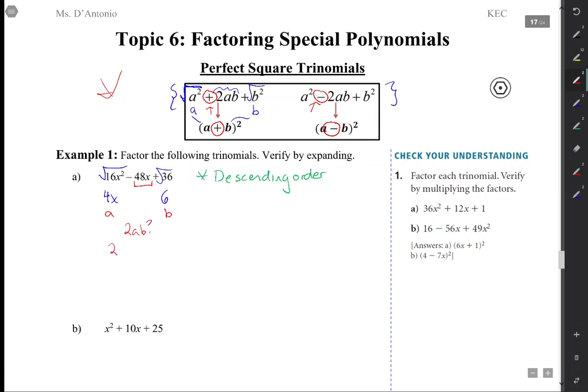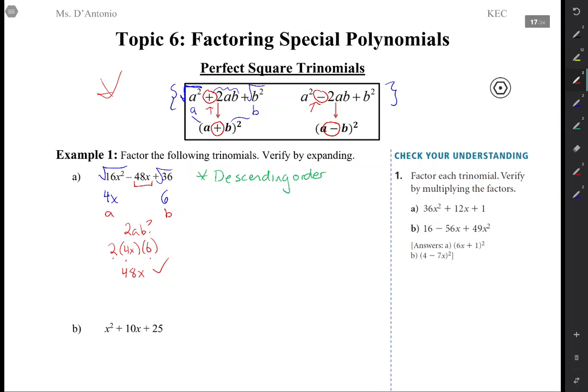Well, that would be 2 times 4x times 6. And then we're going to multiply all the big numbers together. So 2 times 4, that's 8. And 8 times 6 is 48. And then we still have that x there. So yes, the middle term is equal to 2 times a times b. So this is indeed a perfect square trinomial.